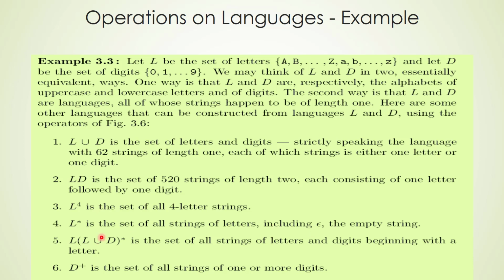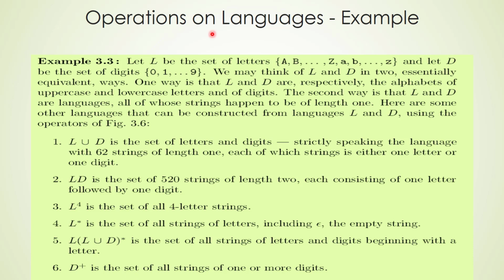Then L(L union D) star. Here we are concatenating L and (L union D) star. It is the set of all strings of letters and digits beginning with a letter. The fifth language is something very similar to identifiers. We already studied that identifiers always start with a letter or underscore followed by any combination of letters and digits. D plus is the set of all strings of one or more digits. That is another language. So D plus contains all possible digit strings we can generate from 0 to 9.